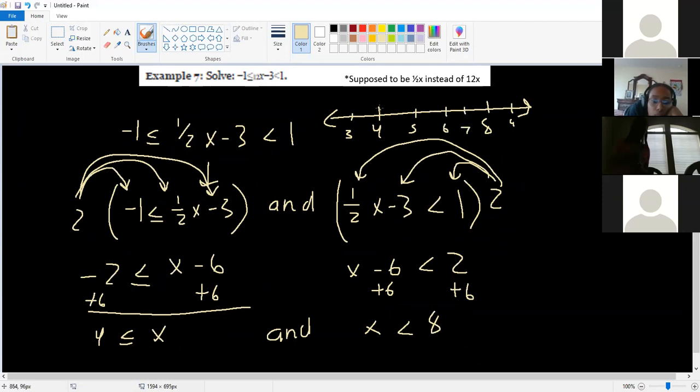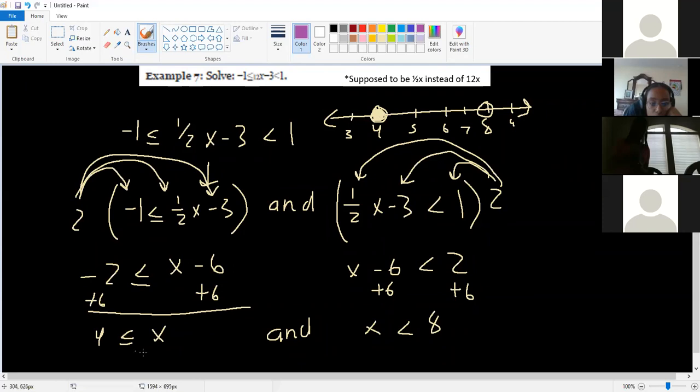Okay, so would you have an open circle or closed circle at 4? Closed. And then at 8, closed or open? Open. So at 4, would you be going to the left or to the right? Would you be shading numbers to the left or the right? Because here we have 4 is less than or equal to x. To the right? Yes.